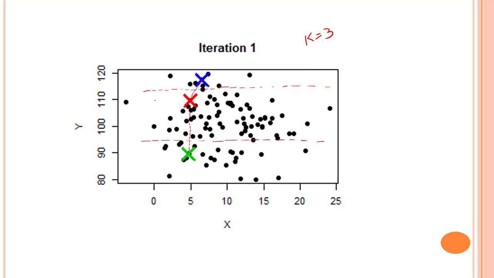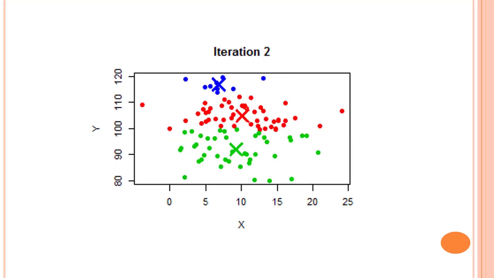Sorry for my bad drawing, but whatever we have on the upper side of this line belongs to the blue cluster, and whatever we have in the red zone belongs to the red cluster, and the green one, whatever we have below this specific line, all belongs to the green cluster. Then in iteration 2 we have something like this.